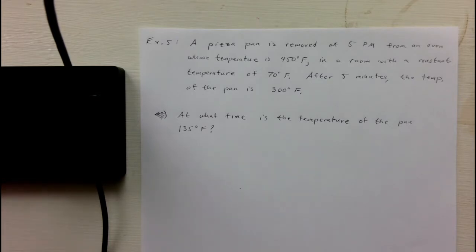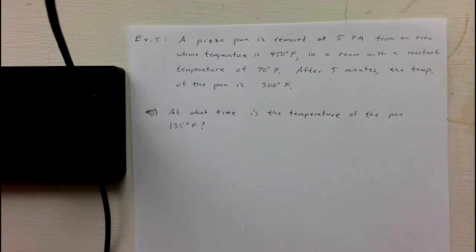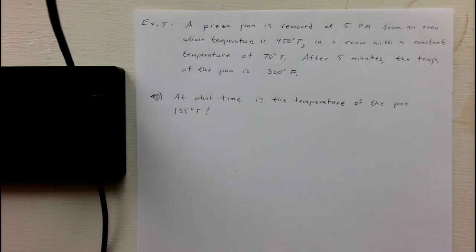We have a pizza pan that's removed at 5 p.m. from an oven whose temperature is 450 degrees Fahrenheit in a room with a constant temperature of 70 degrees Fahrenheit. And after 5 minutes, the temperature of the pan is 300 degrees Fahrenheit. At what time is the temperature of the pan 135 degrees Fahrenheit?